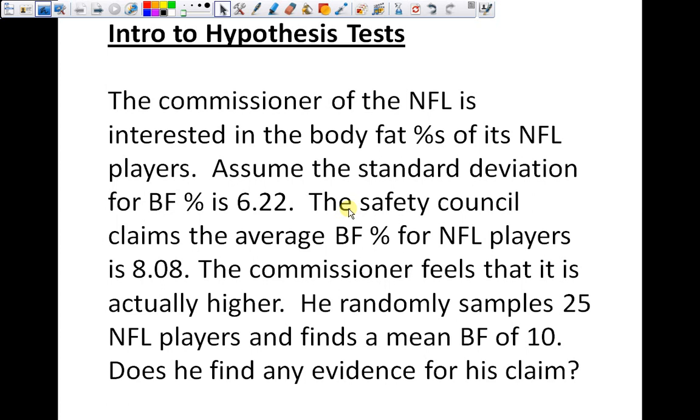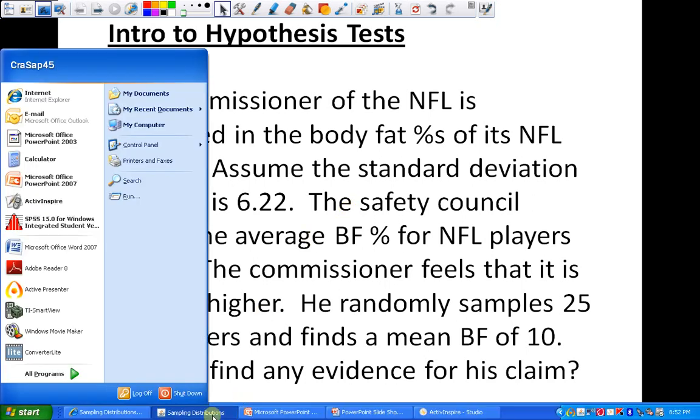But we have to understand that just because the population mean is 8.08 doesn't mean that we're necessarily going to take a sample of that population and get 8.08. Sometimes we're going to get something higher, sometimes we're going to get something lower. But we actually understand, based on the sampling distribution, how these sample means behave. So we'll take a look at the sampling distribution applet again.